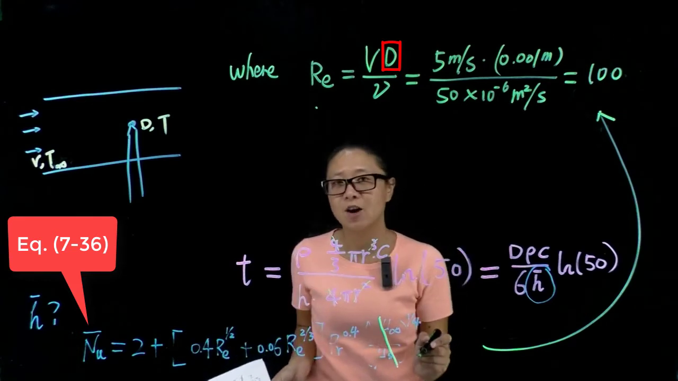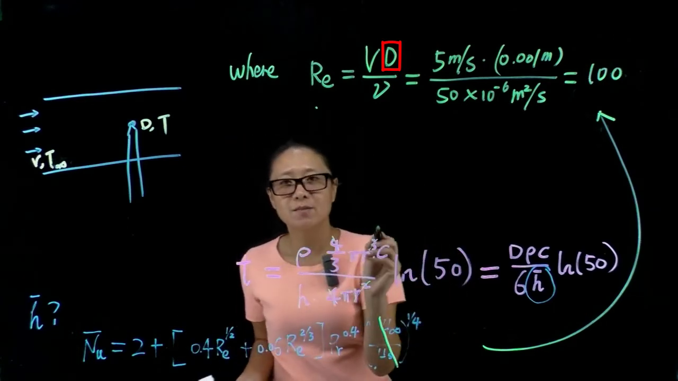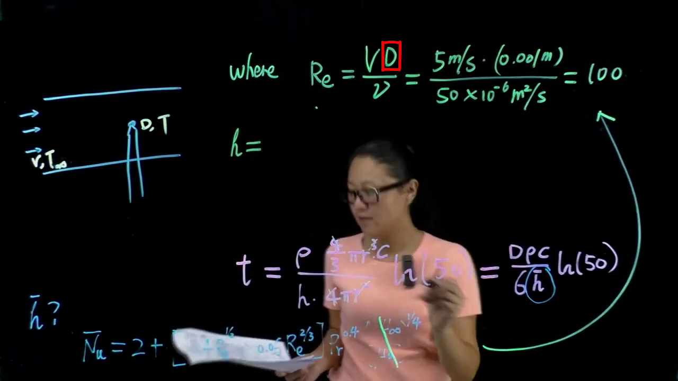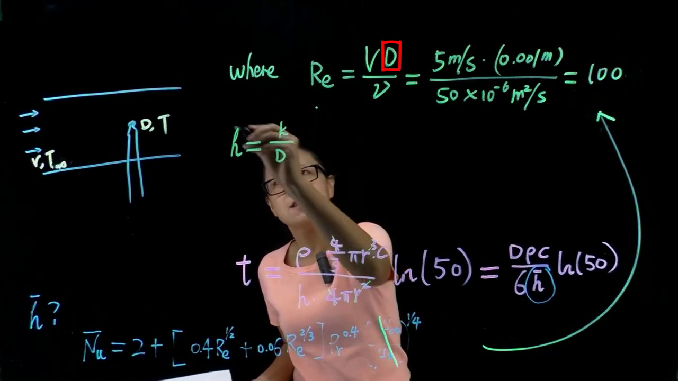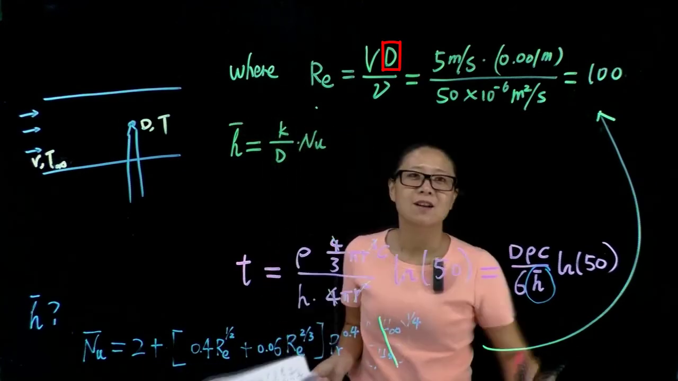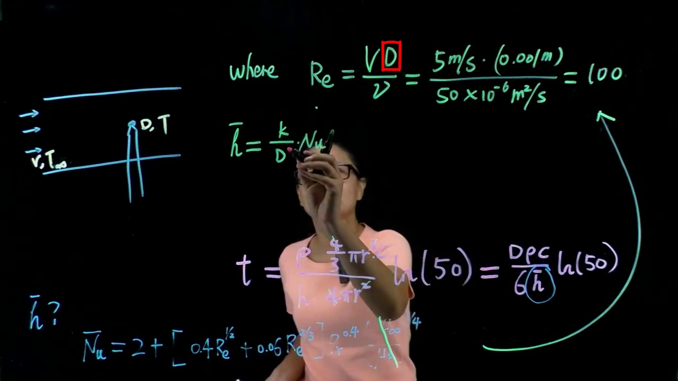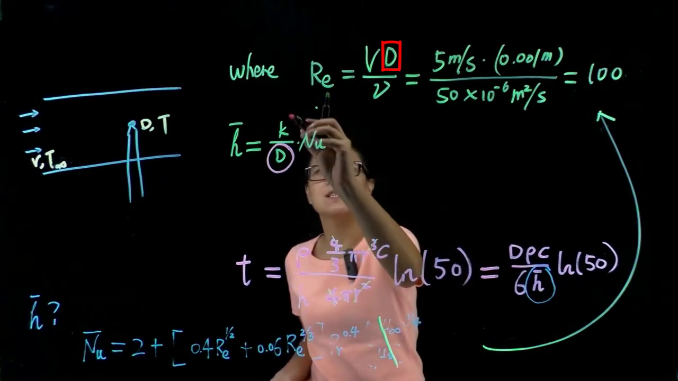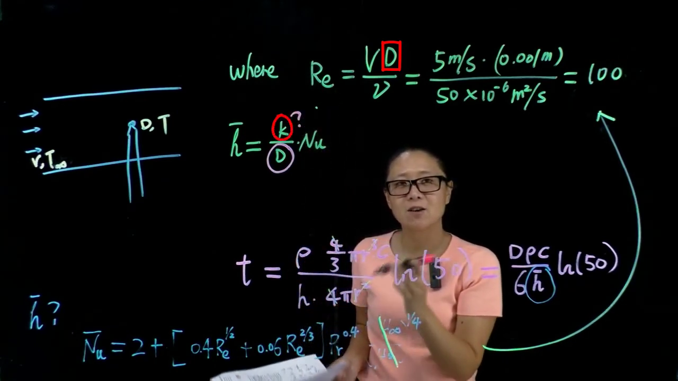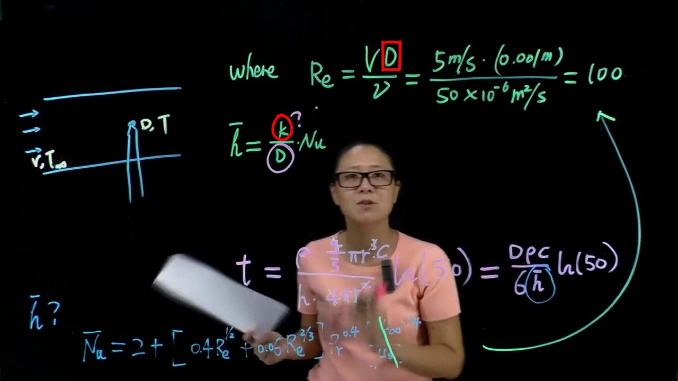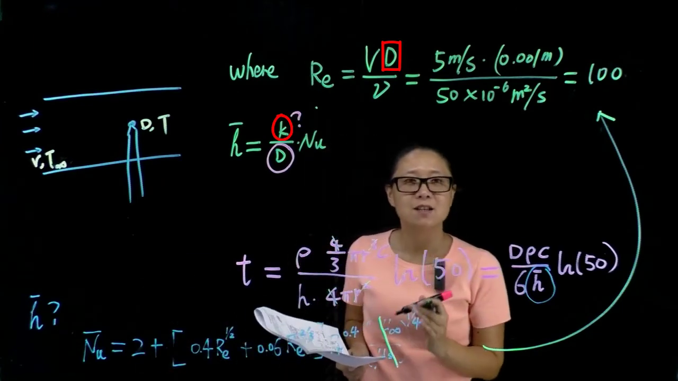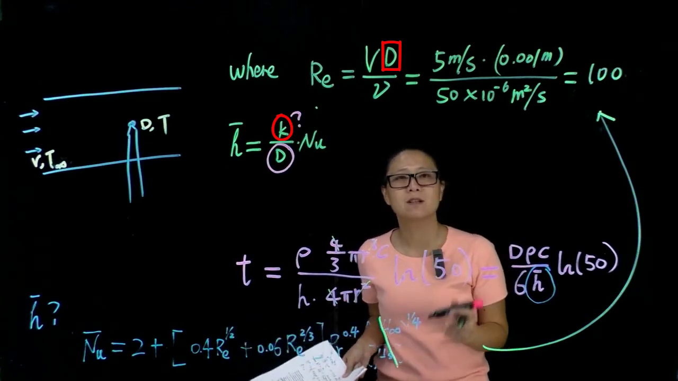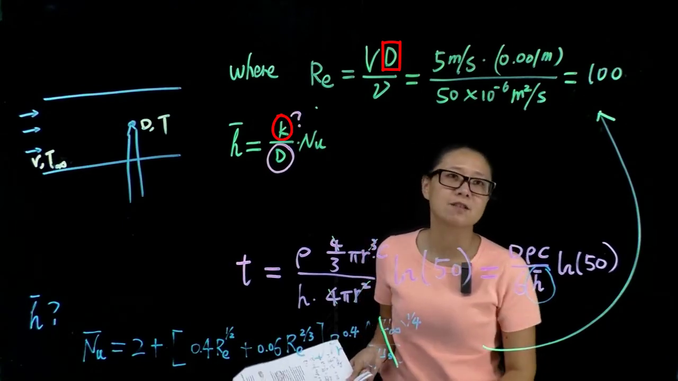Then we can calculate the Nusselt number. What's the relation between Nusselt number and h? h is k over D multiplied by the Nusselt number. I want to emphasize again, when it comes to the Nusselt number, the characteristic length is also D. So another question, what about this k? Should this be the thermal conductivity of the solid material or the thermal conductivity of the gases? Yes, in the Nusselt number, the k is the thermal conductivity of the fluid. In the Biot number, the k is the thermal conductivity of the solid.